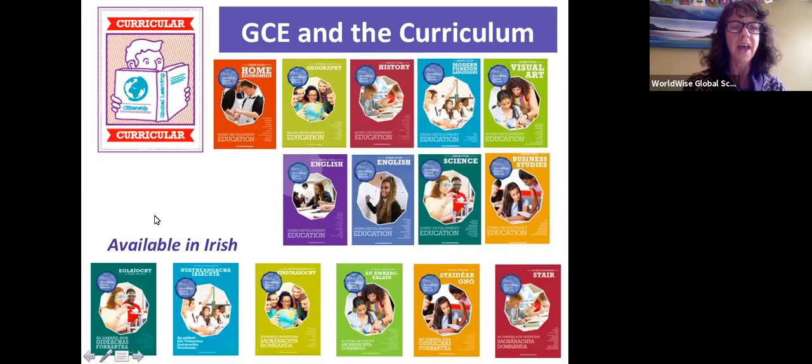So that's it. As I said, we have a huge amount of resources available as Béarla agus as Gaeilge that we use to support the schools. Most of our resources for subject areas are targeted towards the junior cycle, but we also have a senior cycle English guide there.